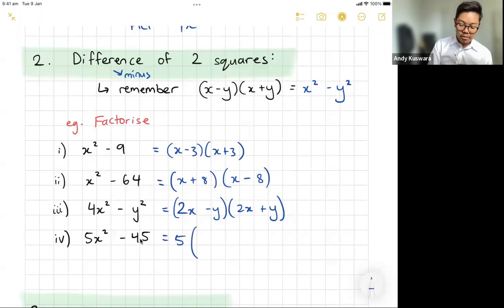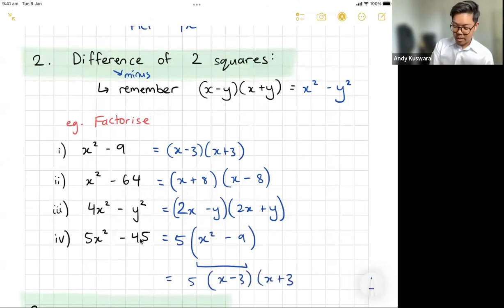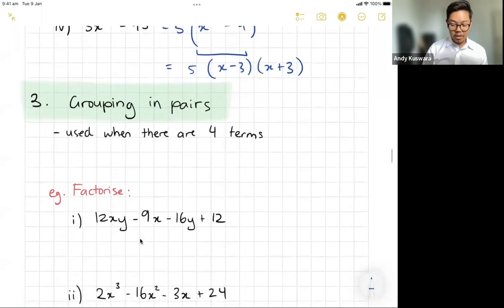Now, if I take out 5 and I factorize that first, I'm going to be left with x squared minus 9. Now, notice this is a difference of 2 squares. So I know this is just going to be 5 bracket, and I can see the 2 squares, it will be x minus 3, x plus 3, and that would be fully factorized. Okay. Now, again, beauty of video is if you don't get it, pause it, rewind it, see if you can figure out what I've done. I'm going to continue moving on.